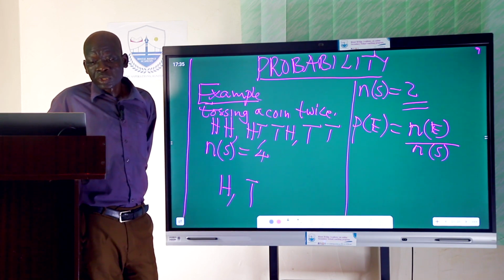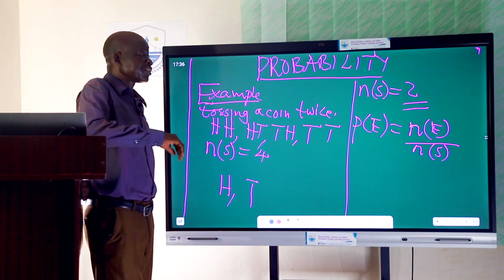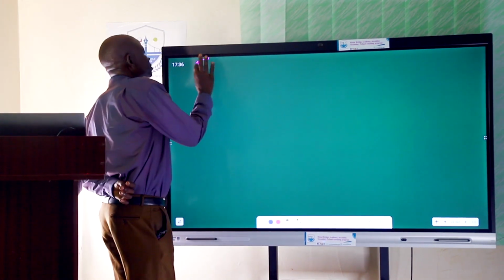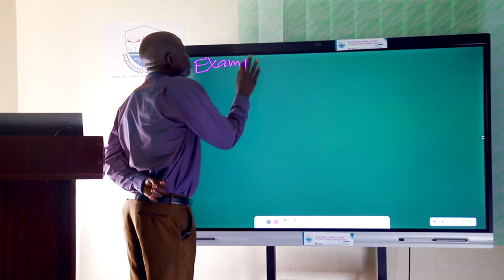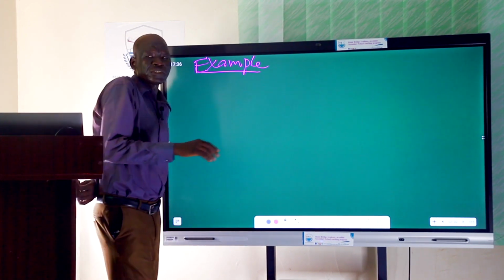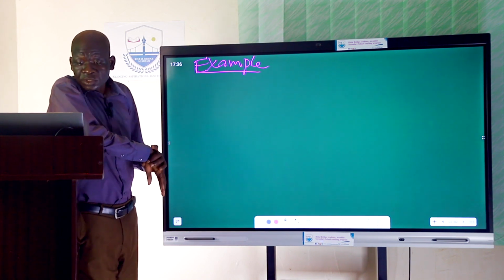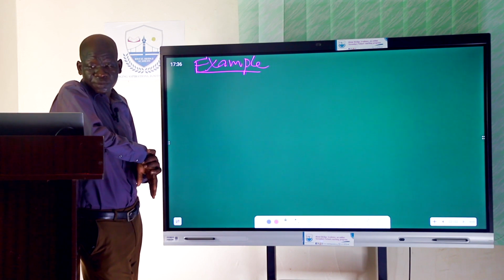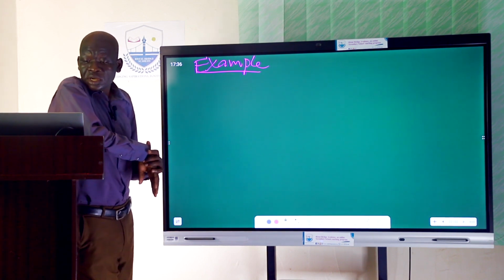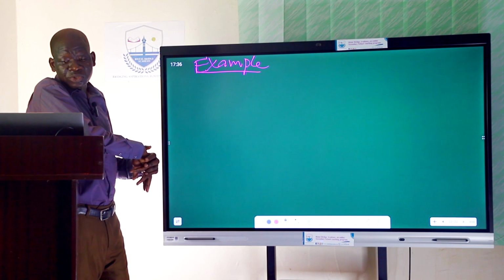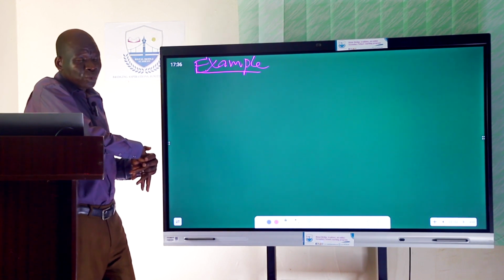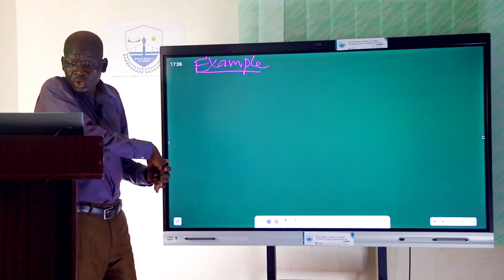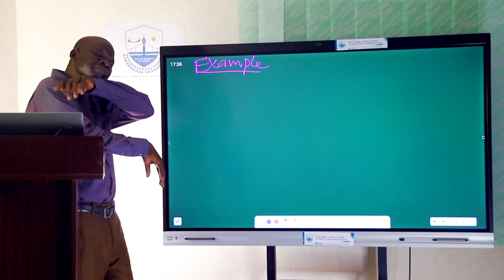So we can now look at an example. A worked example. The question says, find the probability of getting 2 heads when an ordinary coin is tossed twice. When we toss a coin twice, find the probability of getting 2 heads.